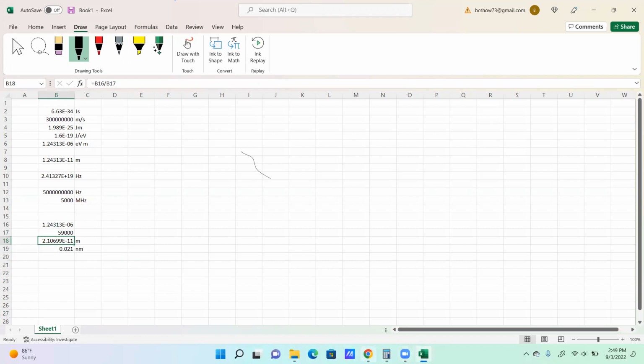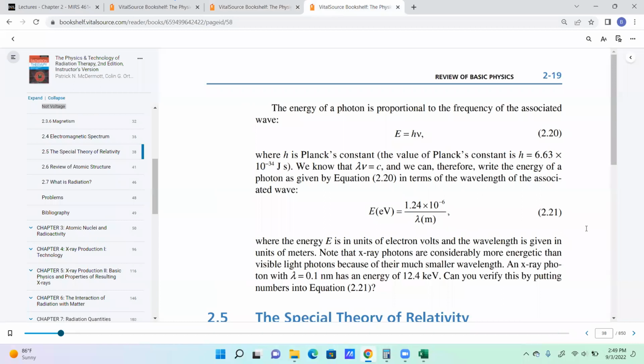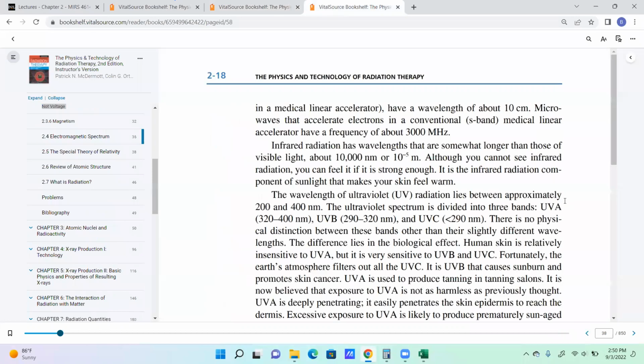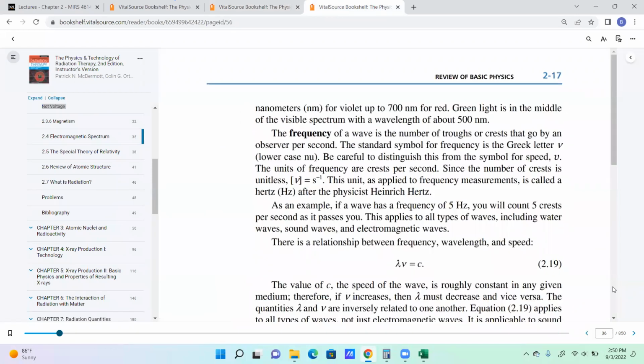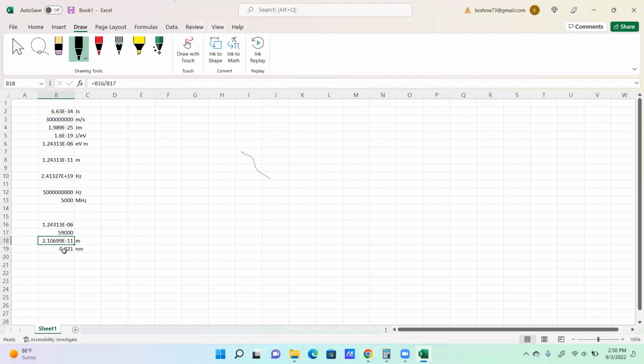This becomes the nanometers. And that does in fact correspond to the X-rays because, again, if you look at the electromagnetic spectrum, you'll see here, this is the same as nanometers. So actually what we're looking at is even shorter than that. So that is where this comes from.